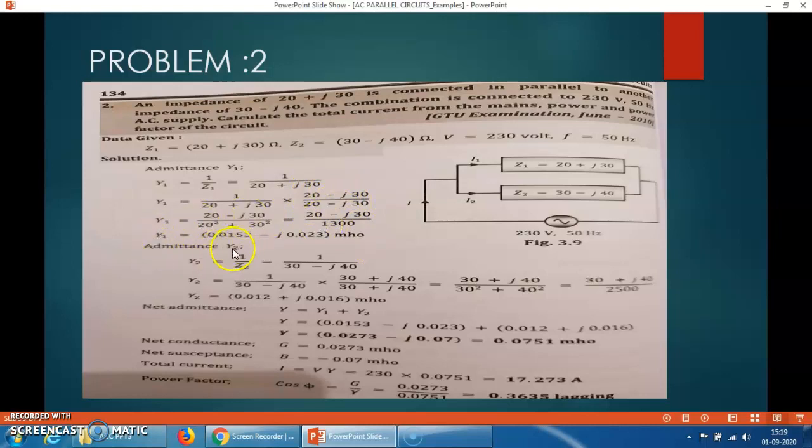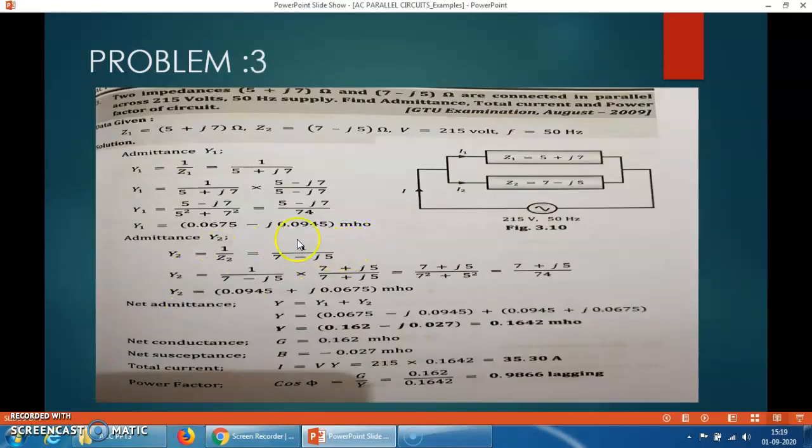In the same way, similarly find out y2, then make the sum of y1 and y2, you will get Y. Take the root of g square plus b square, you will get Y. And V into Y, you will get the current I, and cos phi is equal to G upon Y. So this is another similar example. And in the same way, see here, this is another example with different data. One branch contains Z1, that is 5 plus j7, another branch has Z2 impedance 7 minus j5, and here the current I.